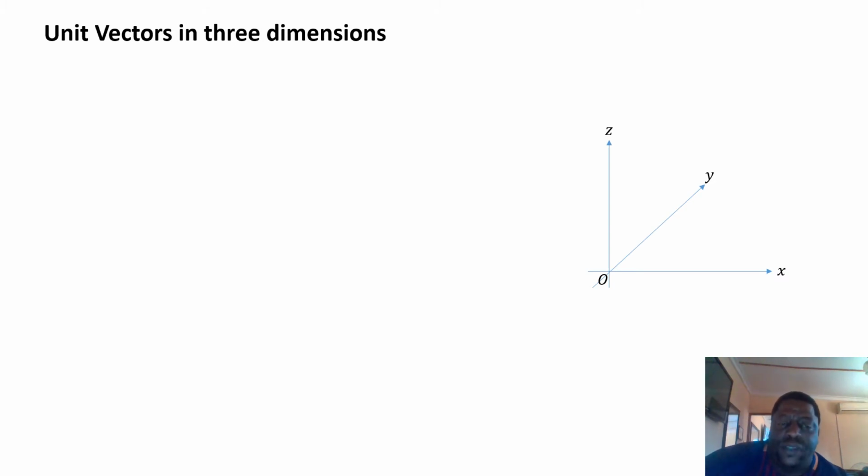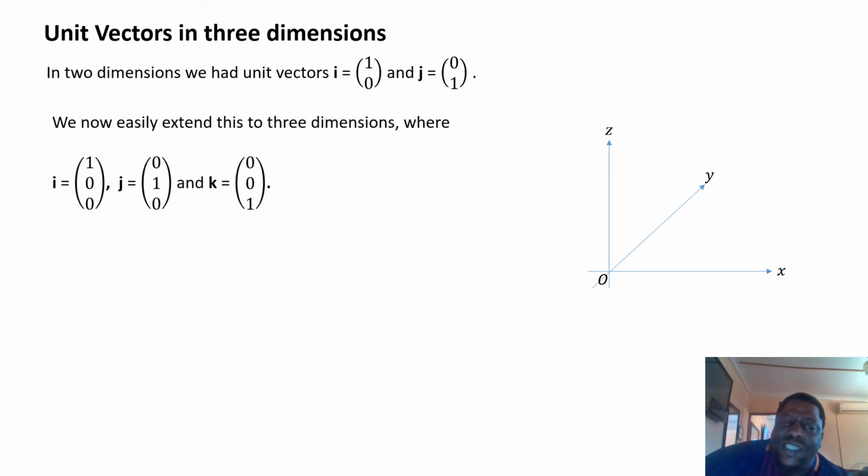So unit vectors in 3 dimensions. We had unit vectors in 2 dimensions, where i we know is 1, 0, and j is 0, 1. Now we have to bring in the third one for z. So we're going to use k. So the letter k. All right. So i would be, because it's 3, 1, 0, 0. j is 0, 1, 0. And then k would be 0, 0, 1. So that's basically how you should remember them in terms of base unit or unit vectors.